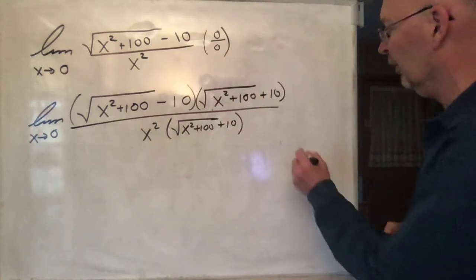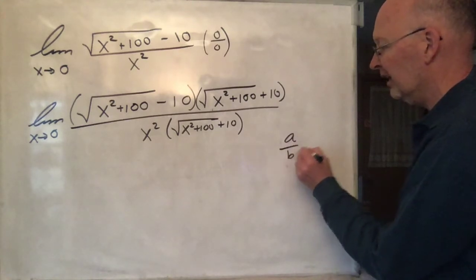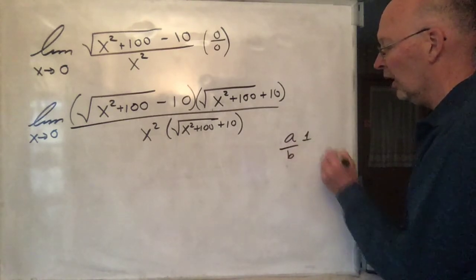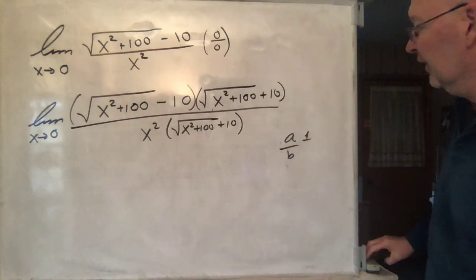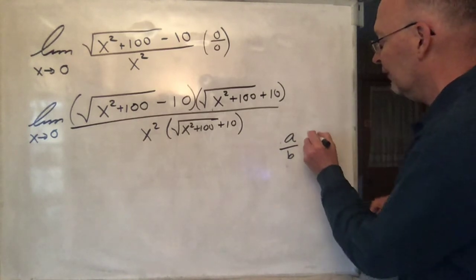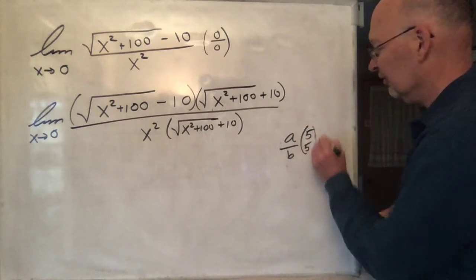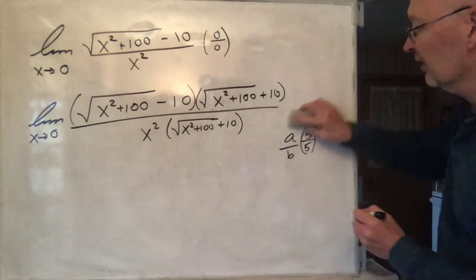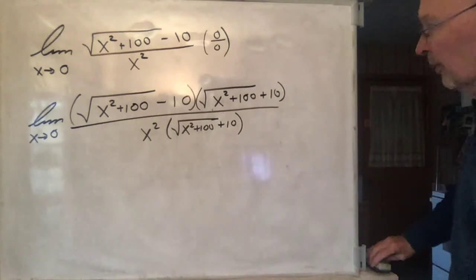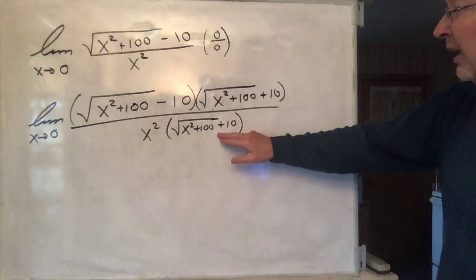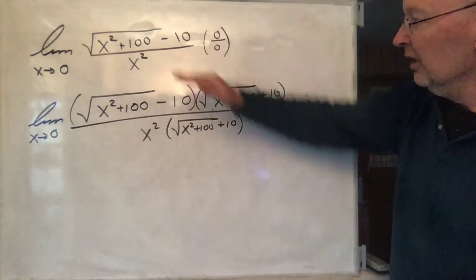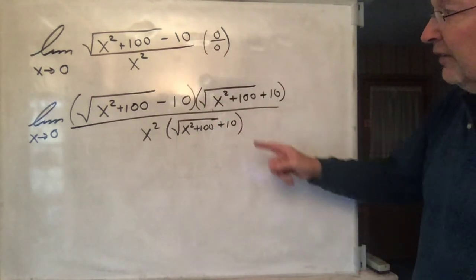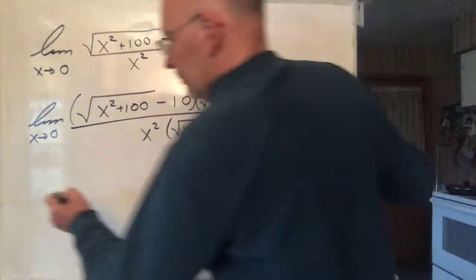If I have a over b and I multiply by a fancy form of 1, I haven't changed it at all. If I want to multiply it by 5 over 5, no problem. That's just a form of 1, so I haven't changed it at all. This is a fancy form of 1. It's this thing divided by itself, so I haven't changed the function. But this is going to be convenient because watch what happens now.